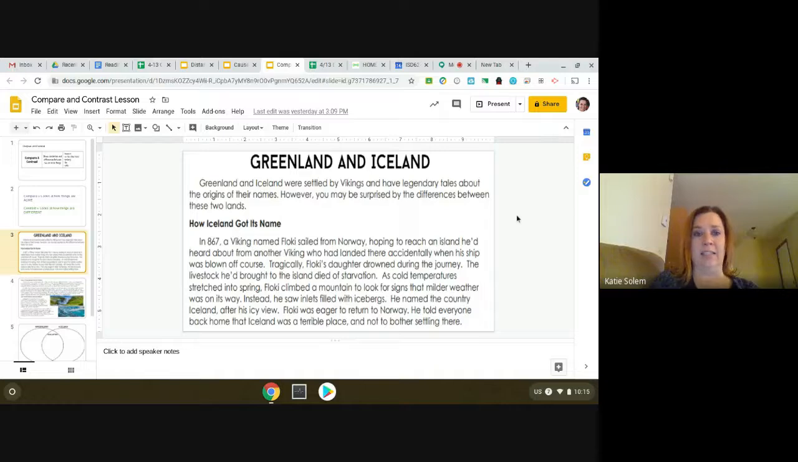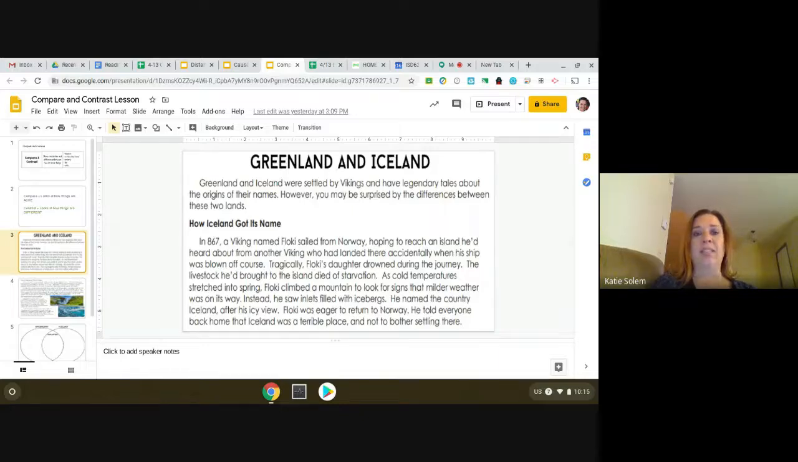Greenland and Iceland. Greenland and Iceland were settled by Vikings and have legendary tales about the origins of their names. However, you may be surprised by the differences between these two lands. How Iceland got its name.